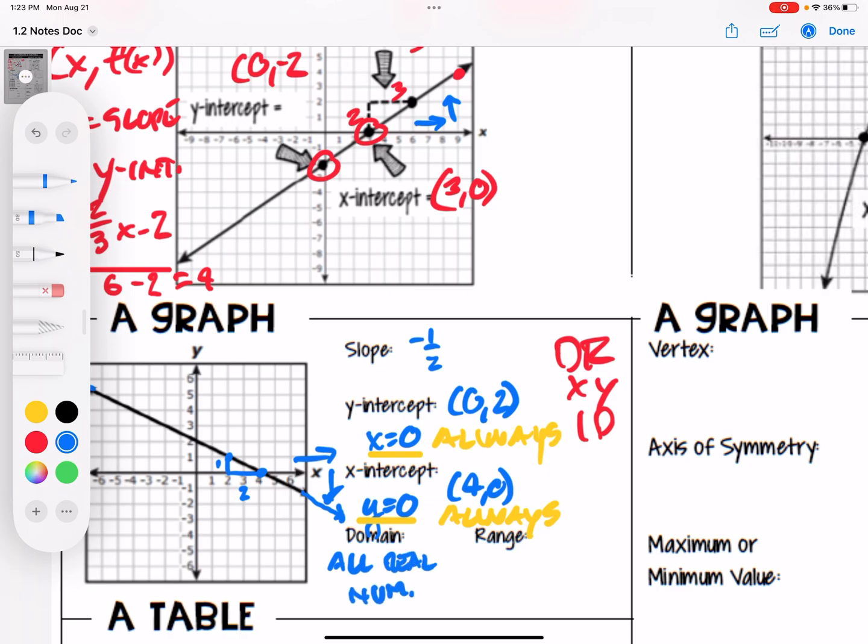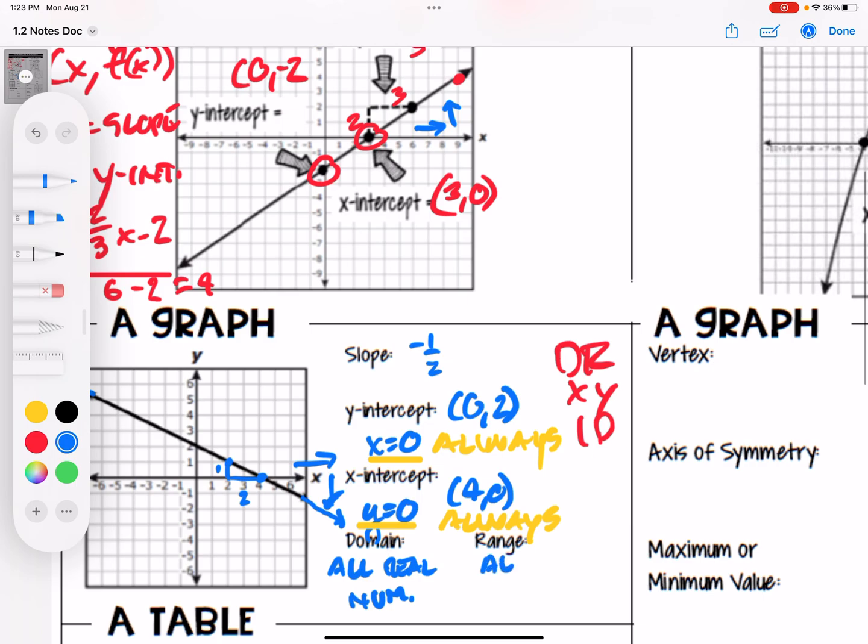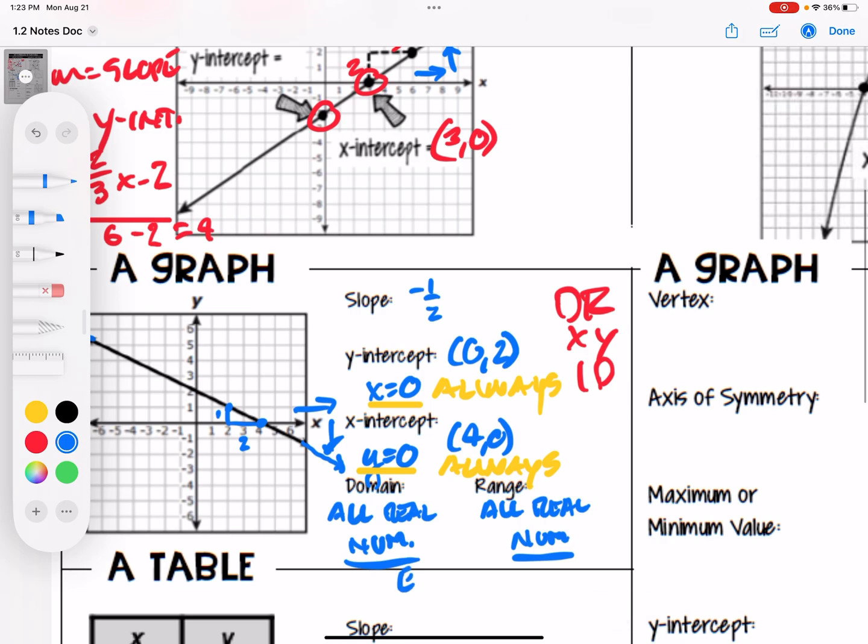Okay? The range of values, by the same token, it's going to go up to infinity, down to infinity. The range is also all real numbers. These are true for every linear function without restrictions. Every linear function has those things true.